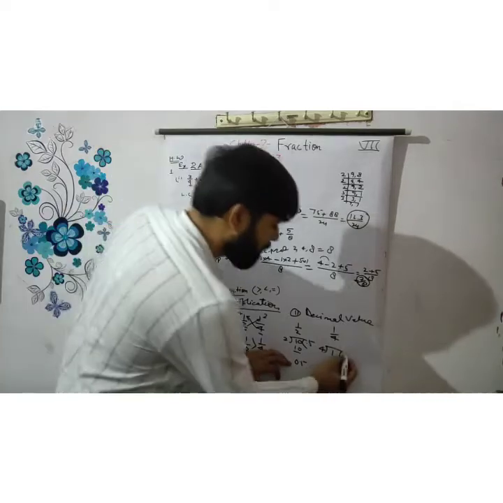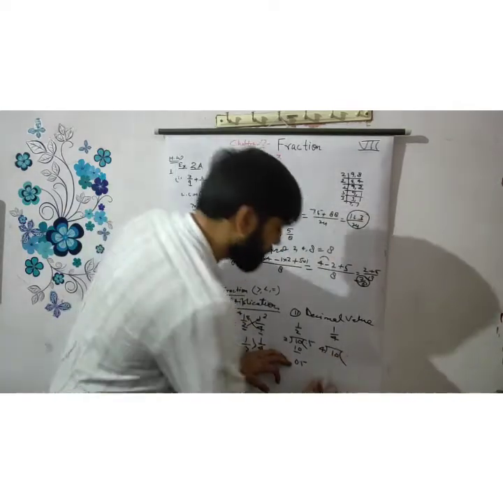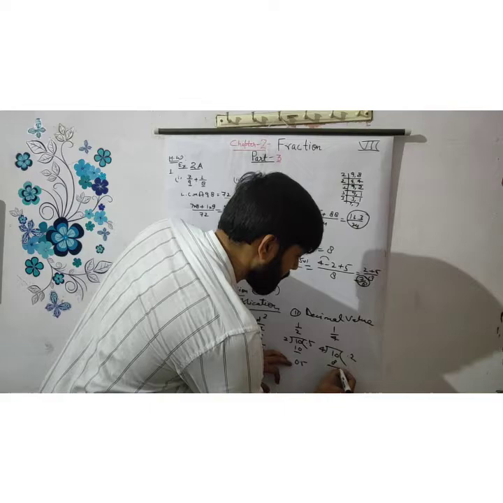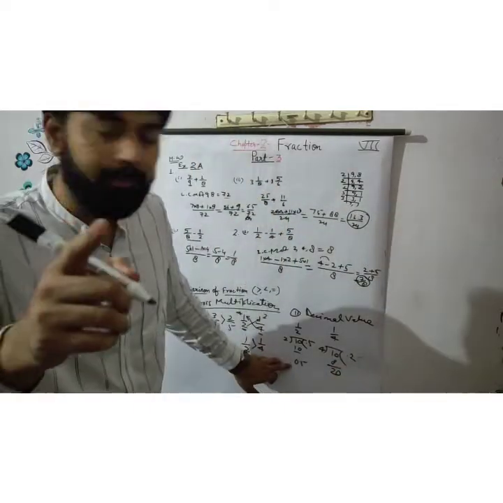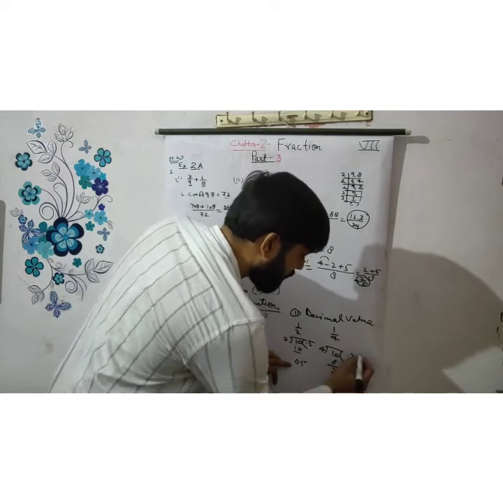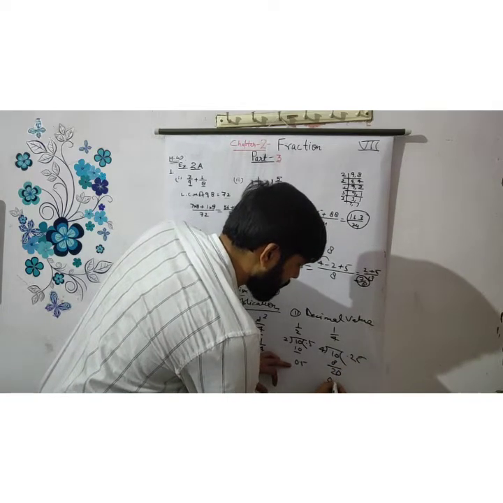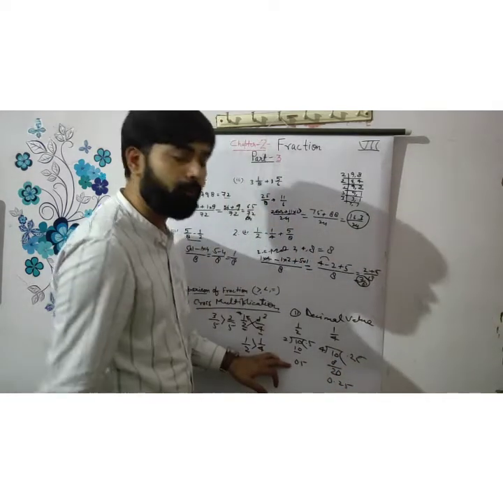1 is divided by 4. 0. 4 2s are 8. 2. Then after the decimal we always put a 0, 20. Then 4 5s are 20. Now its value is 0.25.